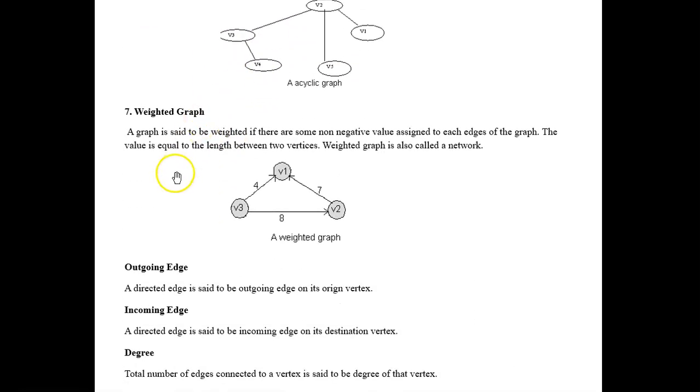Weighted graph. A graph which is labeled with some weights or numbers is said to be a weighted graph. A graph is said to be weighted if there are some non-negative values assigned to each edge of the graph. The value is equal to the length between two vertices. A weighted graph is also called a network.